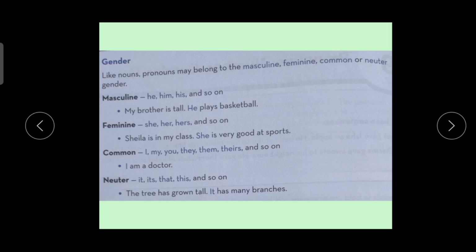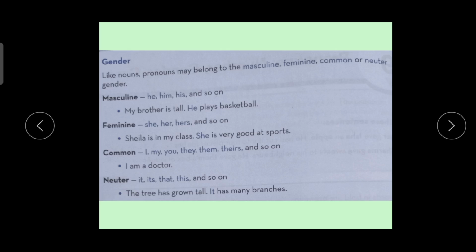Neuter gender: it, its, that, this, and so on. The tree has grown tall. It has many branches. Here we are using the pronoun it. The pronouns it, its, that, this, and so on are neuter gender pronouns. Whenever we use these pronouns, we can say that we are using neuter gender pronouns.